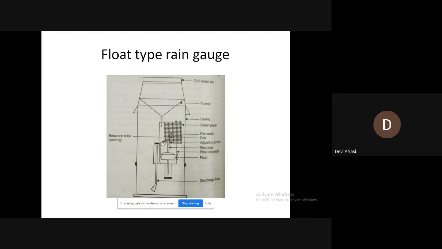Now in these figures you can see several segments. You have to mark the funnel, graph paper, pen, and float chamber that I mentioned. Mark the important segments in your notes. You have to write this in your notebook. Okay, that is about the float type rain gauge.